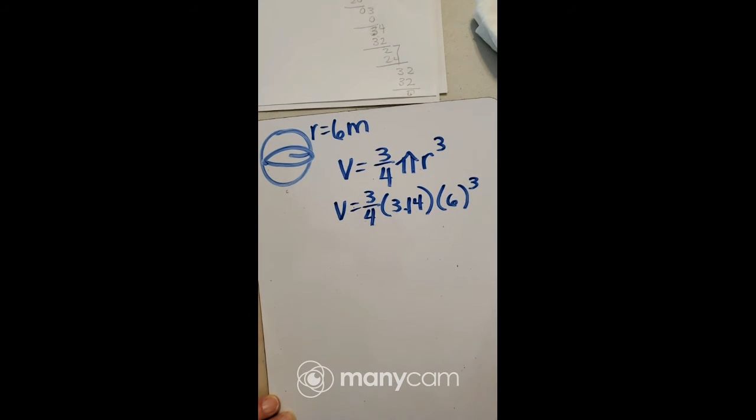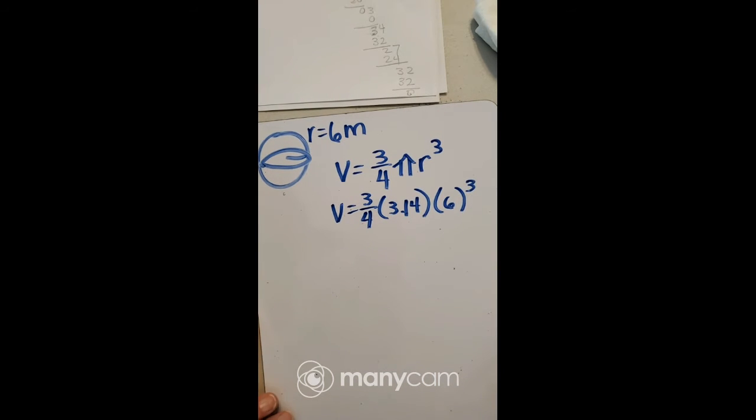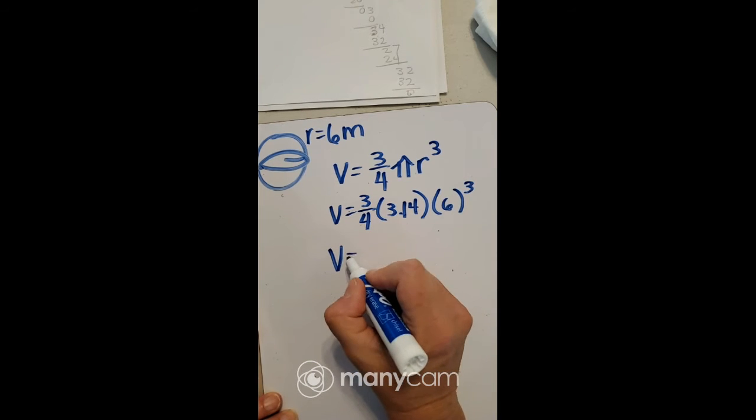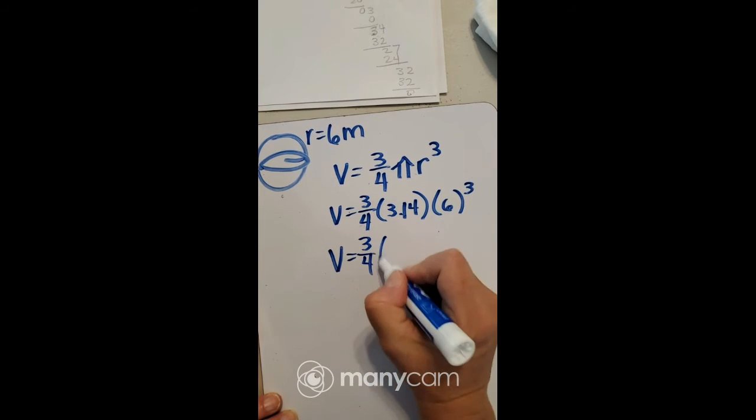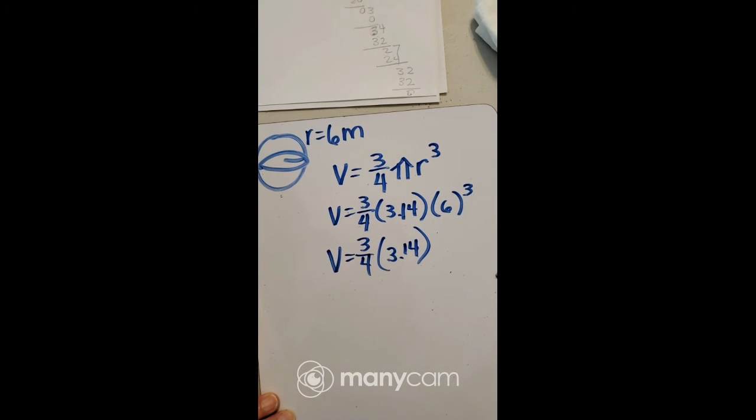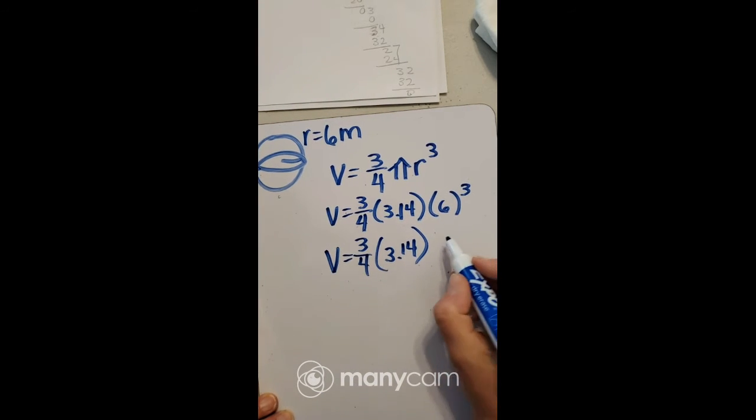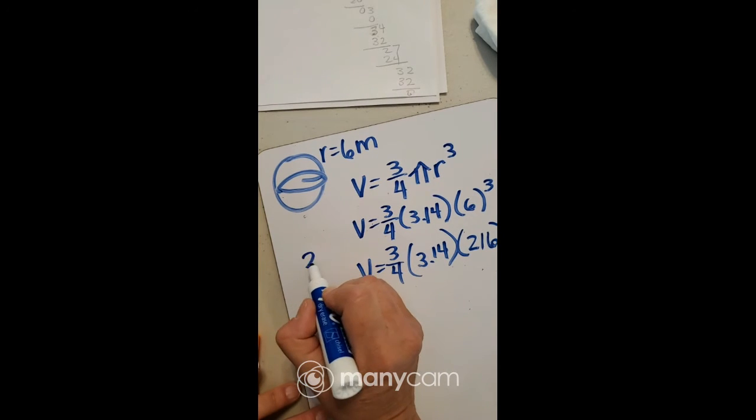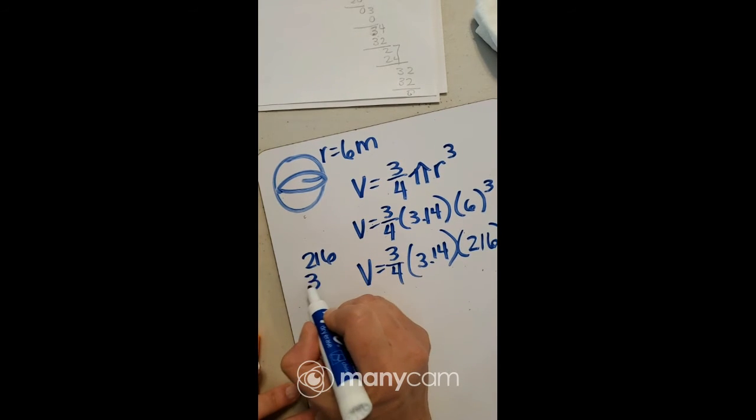First thing we have to do is cube 6. We know that 6 times 6 is 36. I'm going to write down my problem again. Okay, 6 times 6 is 36 times 6 is 216. I'm going to multiply 216 times 3.14.